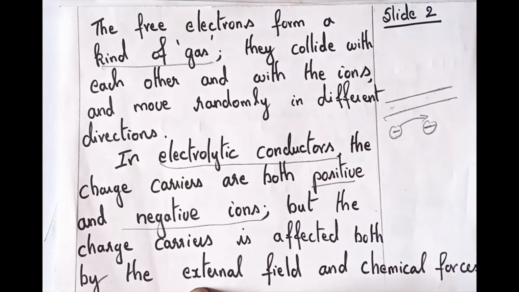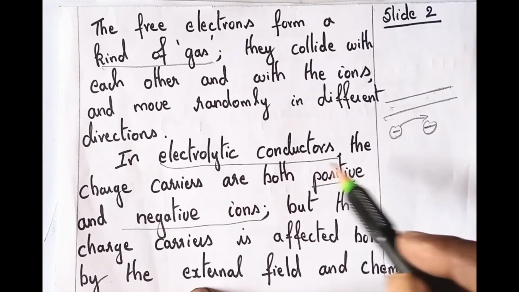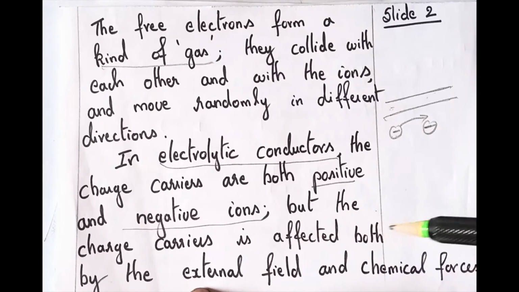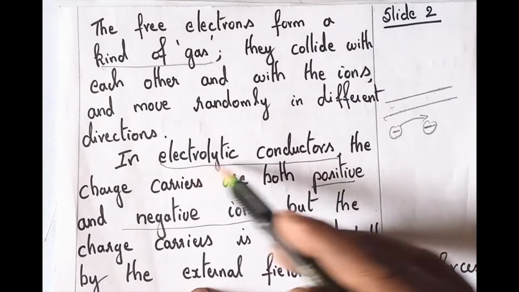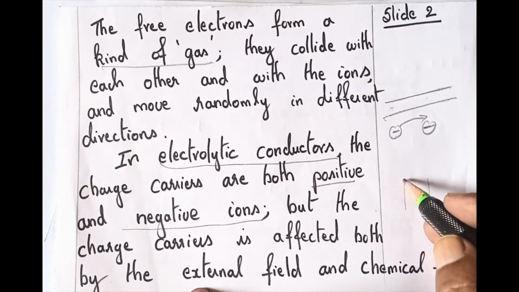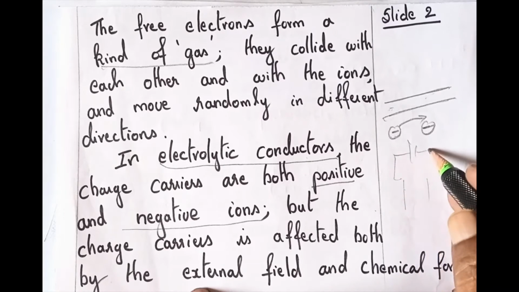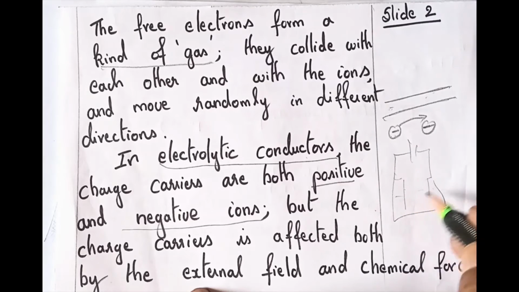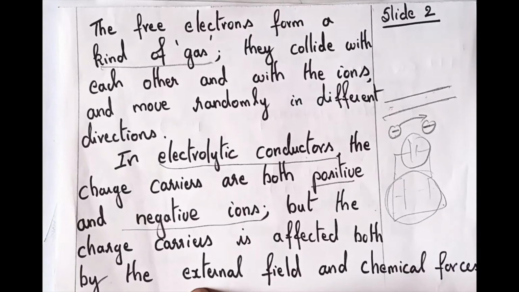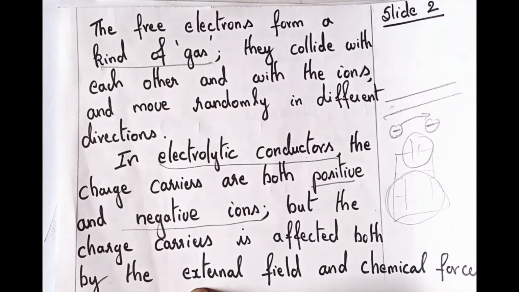But in electrolytic conductors, we have both positive and negative ions. The charge carriers are affected both by the external field and chemical forces. That is, in electrolytic conductors, we need to give a supply across the anode and cathode, and you have an electrolyte. So an electric field is required, and chemical forces are also involved in electrolytic conductors.